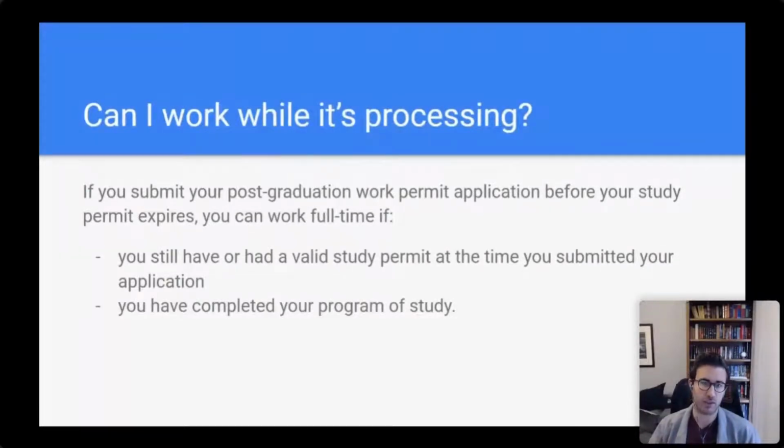And the reason you're going to want to submit it as soon as possible is because then you get what's called implied status. Implied status allows you to work even though you don't have your work permit yet. Right? So another great thing about the post-grad work permit is as long as you're eligible and as soon as you submit the application, you can start working for any company you'd like.